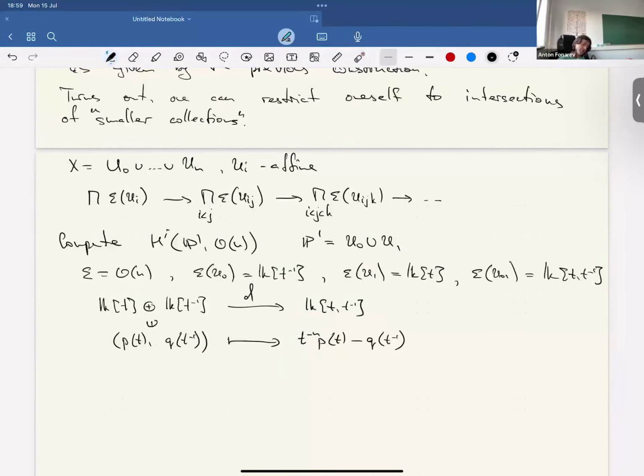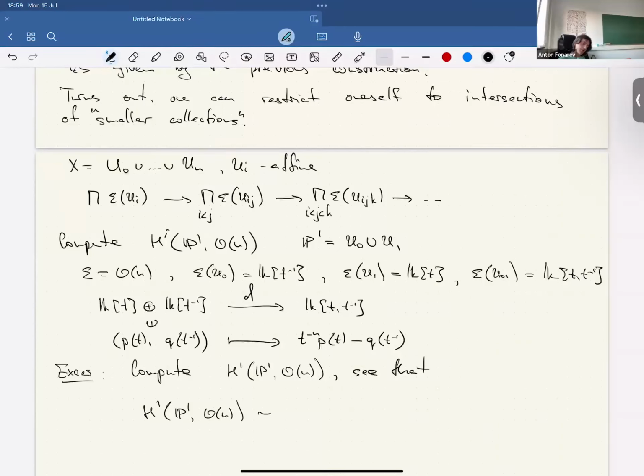All right, so by looking at this computation, this is the exercise. Compute H1 of P1 of O of N and see that H1 of P1 of O of N is isomorphic to 0 if N is greater or equal than minus 1. So there's no first cohomology. And then it's isomorphic, this is interesting, to S^(-N-2) of V if N is strictly less than minus 2.